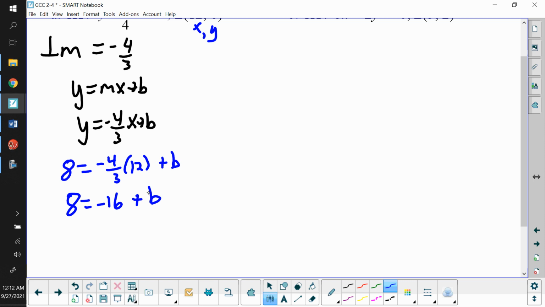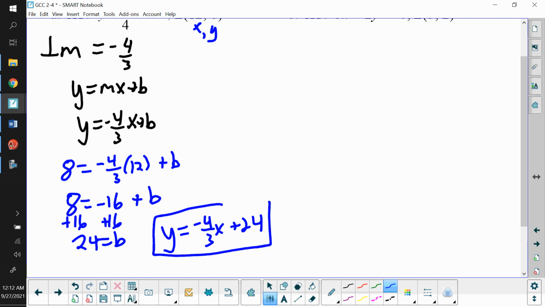If you didn't follow that explanation of how to do it in your head, again, you can always just do it in your calculator. We'll add the 16 over. That'll give us 24 for b. And to finish out, we just got to actually write our equation. So we'll have y equals negative 4/3 x plus 24. And that's our equation that's perpendicular to our original line and passes through the point that we wanted, 12, 8.